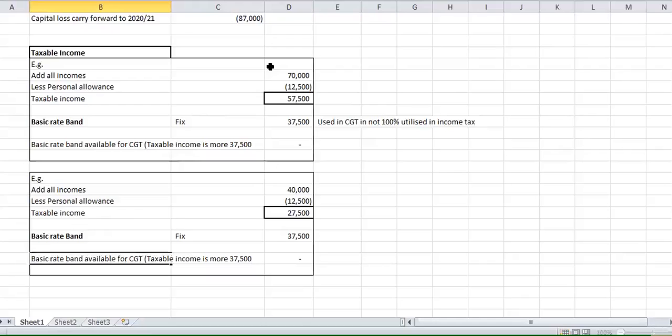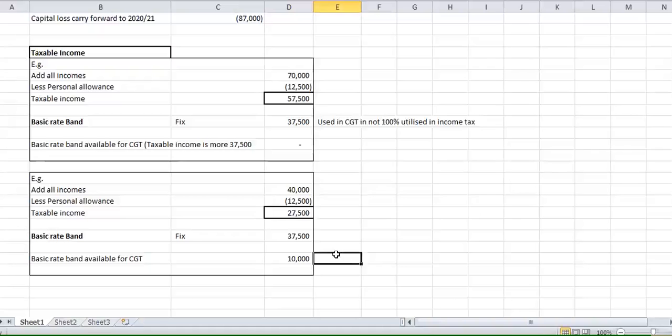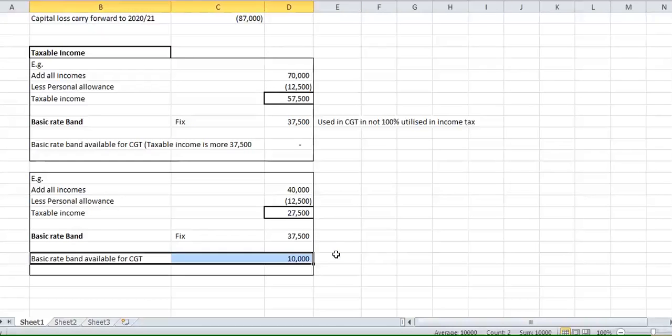Now, what is the unused amount of basic rate band? You can see the basic rate band is 37,500 while income is less than 37,500. So the basic rate band is unused by 10,000 pounds in the income tax. So this 10,000 pounds will be utilized in the capital gains tax. So this is the basic rate band available for CGT. The basic rate band available in the capital gains tax is 10,000 pounds.